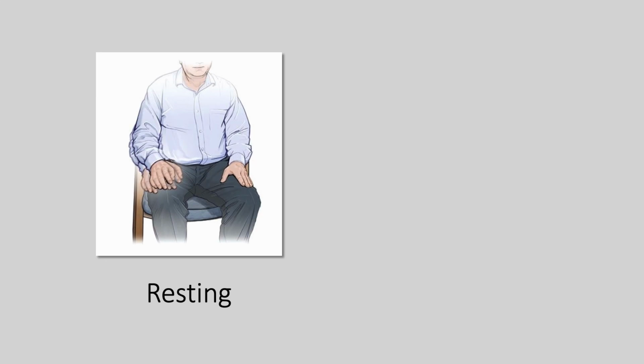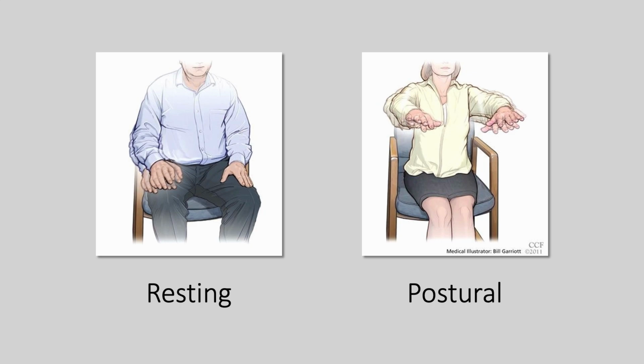There are three types of tremor which are present in patients with Parkinson's disease. Resting tremor, which occurs in a body part that is relaxed and supported against gravity. Postural tremor, that occurs in a body part that is voluntarily held against gravity. And a third type, kinetic tremor. My project focuses on measuring resting and postural tremor.